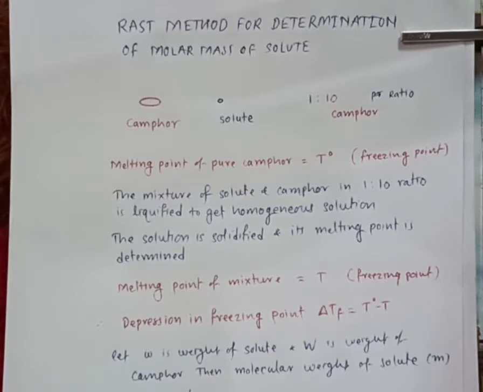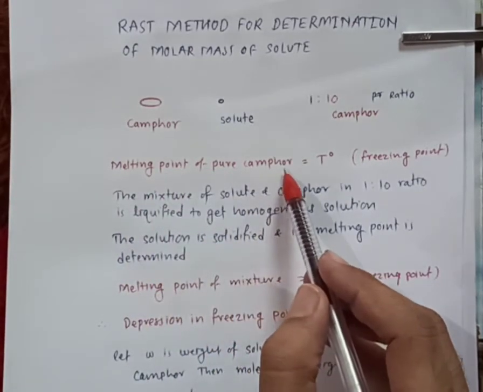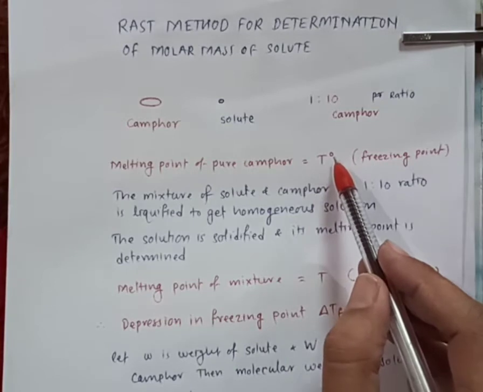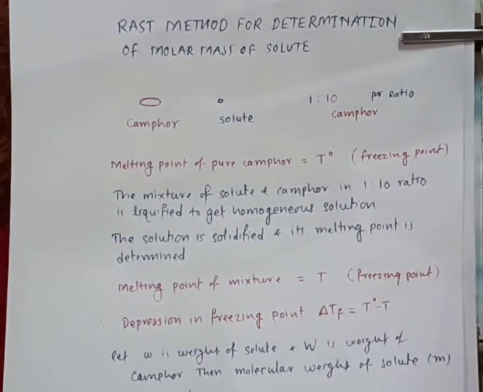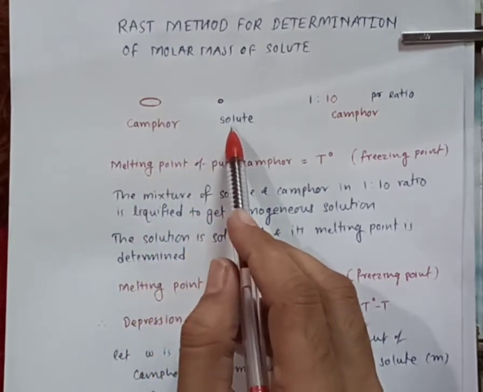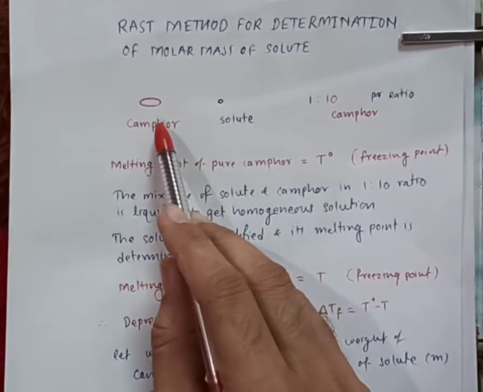But before that, first the melting point of pure camphor is taken, and suppose that is T standard. This can also be referred to as the freezing point. So melting point determination is the first step. Then the solute whose molecular weight is to be determined is mixed with the camphor.